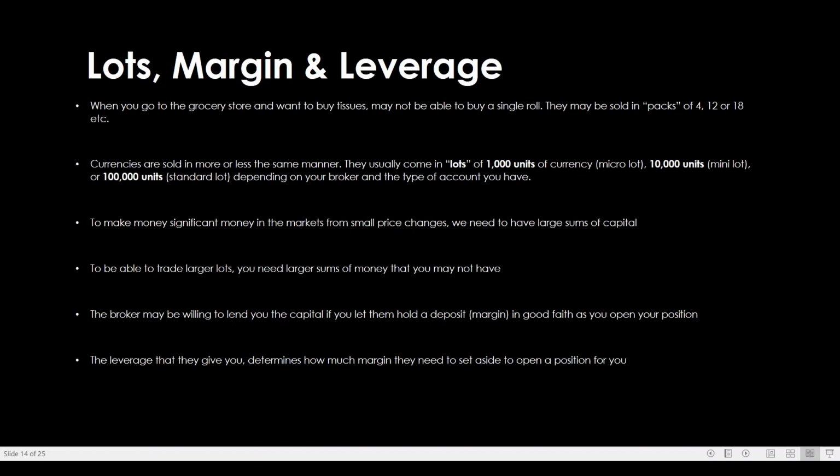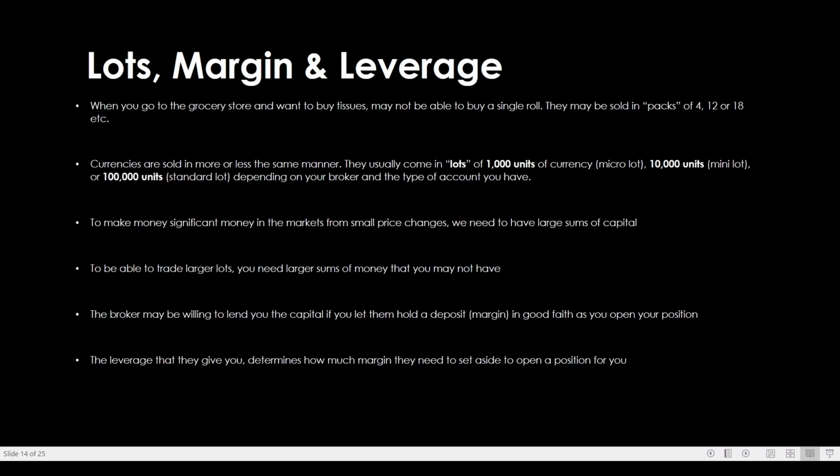But if you had only $100 and the change is still 1%, do you realize that you've only made $1? So the goal of most Forex traders is to be trading large sums of money so that small fluctuations add up to larger sums of money. So to be able to trade larger lots, you need larger sums of money that you may not have.